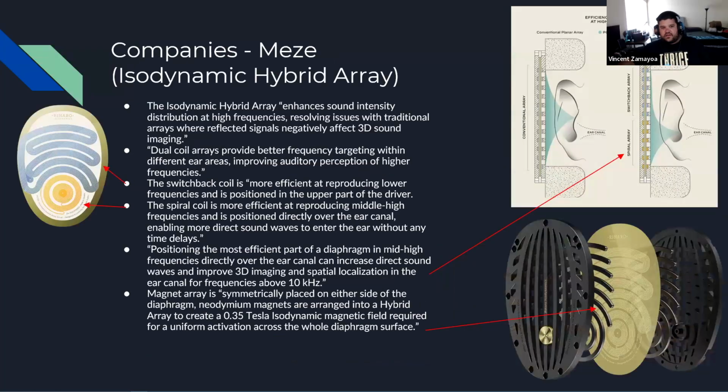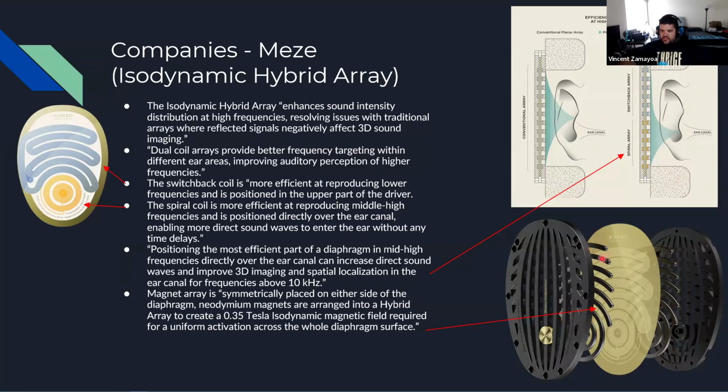One cool thing about Meze on the higher end things for their planar magnetics is they don't have a typical voice coil. They have this kind of switchback style, and then they also have this little round, what do they call it, spiral coil. So the switchback style is for low frequencies, and this little guy in here is more for mid and high frequencies. And they claim that if you do so, you can get a better 3D and spatial localization into your ear canal. Or rather, because it's more pointed at your ear canal, it'll lead to improved 3D imaging and spatial localization.